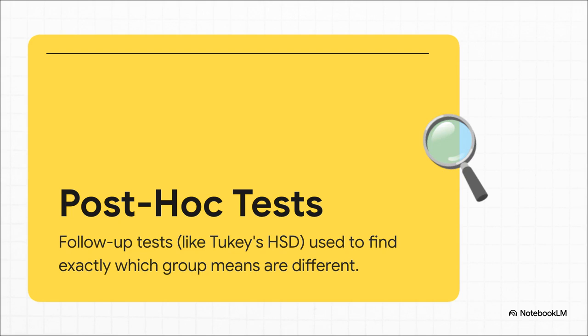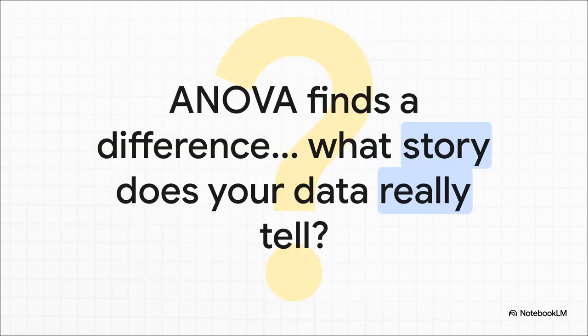So to solve that final piece of the puzzle, we turn to something called post hoc tests. These are follow-up analyses that you only run after you get a significant ANOVA. They act like a magnifying glass, going in and comparing each pair of groups, A to B, B to C, A to C, to tell you exactly where the significant differences are hiding. So you see, ANOVA itself doesn't actually give you the final answer. It just tells you that there's a story in your data that's worth investigating. It gives you the big headline, but it's the post hoc tests that give you all the juicy details.